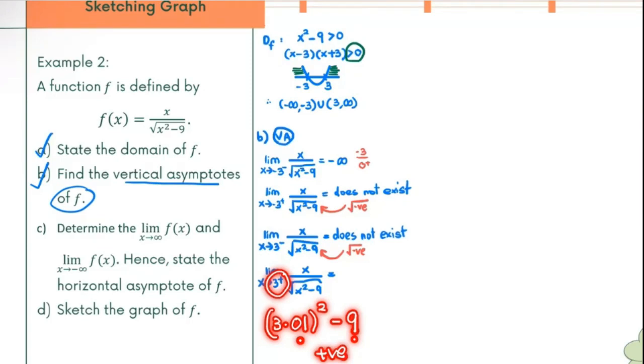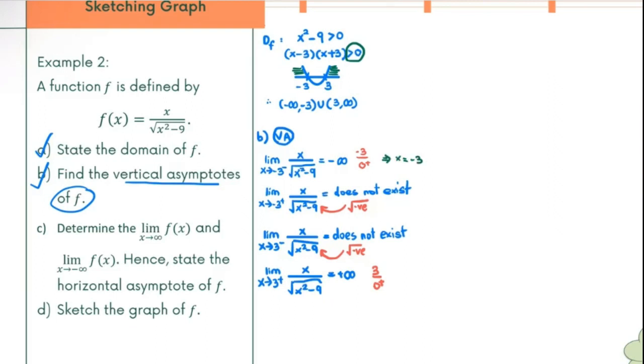So maksudnya the value kita akan dapat adalah 0 yang positif lah. And here kita akan dapat case 3 bahagi 0 yang positif, and positive divided by positive kita dapat positive infinity. Okay, so what can we conclude? So these two values ini adalah referring kepada x equals to negative 3. Okay, and untuk 3 positive ni pula kita refer kepada x equals to 3.